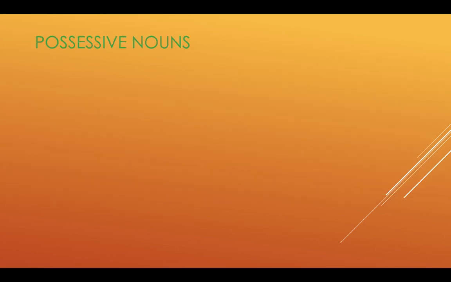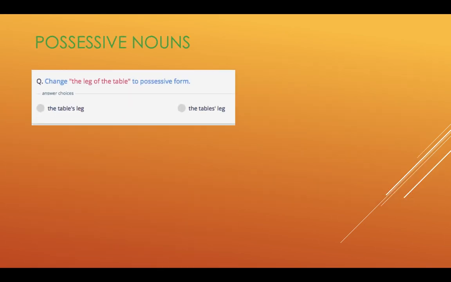Right, possessive nouns. It's just another recap. Change the leg of the table to possessive form. Is it number 1, the table's leg, or number 2, the tables' leg? Make your choice. Is it 1 or 2?